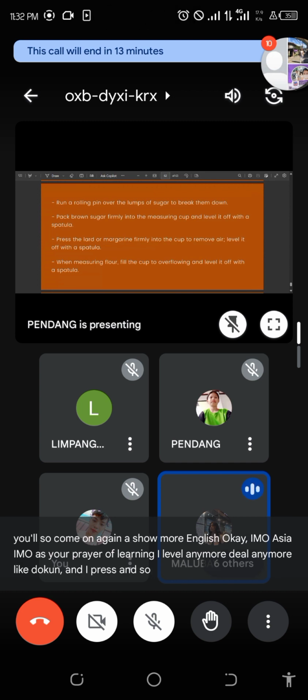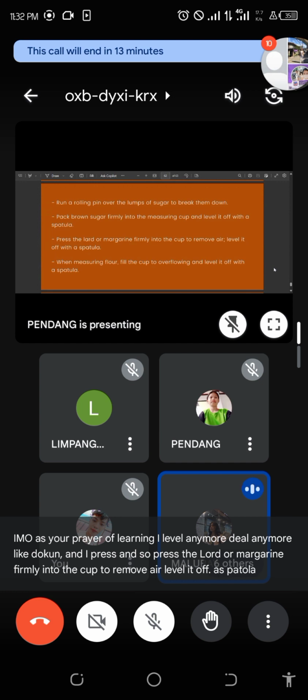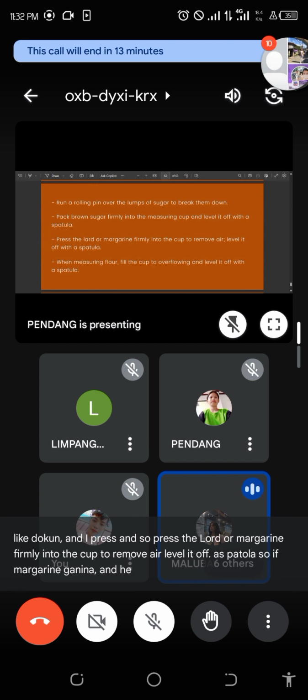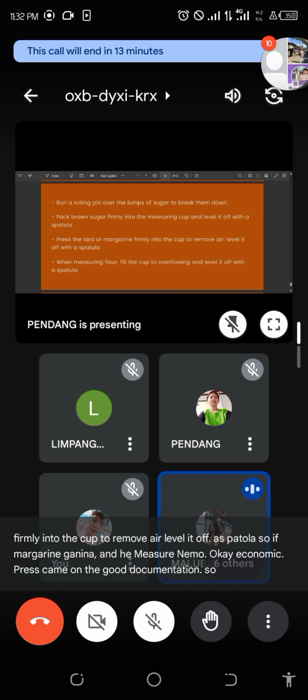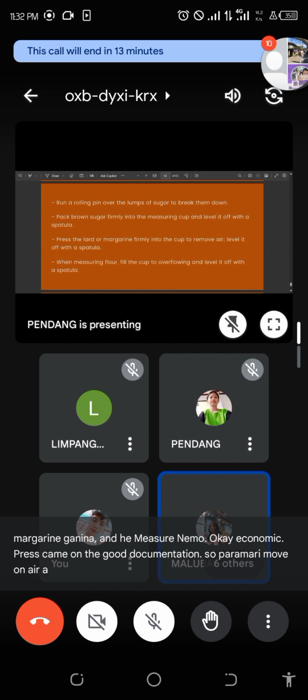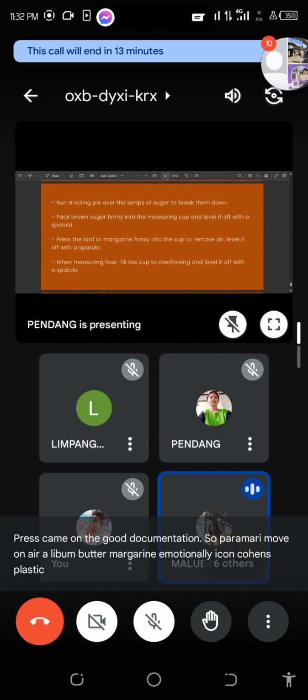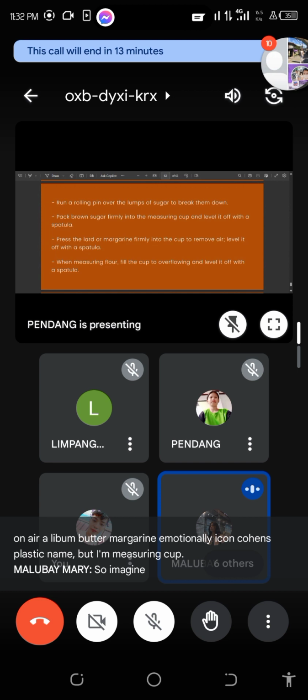So, press the lard or margarine firmly into the cup to remove air. Level it off with a spatula. So, if margarine ganina ang i-measure ni mo, kay ikuan dyan ni mo i-press kay mga dagko man ang siya, no? So, para ma-remove ang air. Kay, di ba, mga butter or margarine, imo po man na i- ikuan, kuhaon sa plastic niya, imo ibutang sa measuring cup, so imo dyan na i-press.